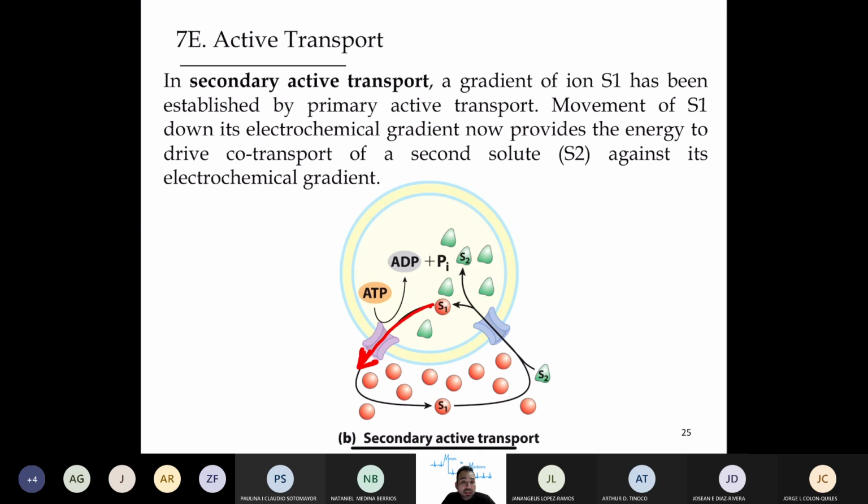Well, then the movement of S1 will be down its electrochemical gradient, and that now provides the energy to drive the cotransport of a second solute. All right, so what does that mean? Well, imagine us moving in this direction, so S1 going in this direction from high concentration to low concentration. Then that is going to supply energy that's going to facilitate S2 moving from low concentration to high concentration, so S2 is actually going against its electrochemical gradient. So that is a type of transport that's being facilitated, and it is referred to as secondary active transport.